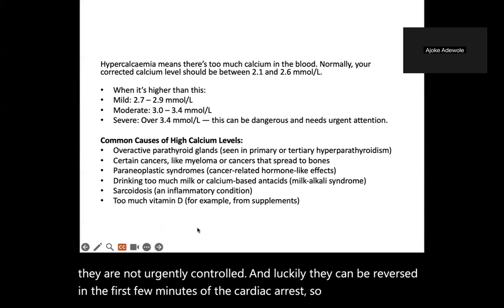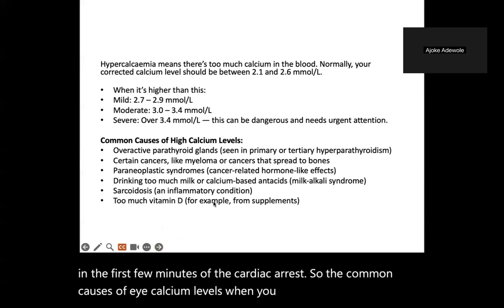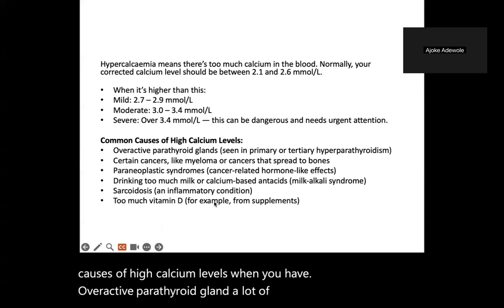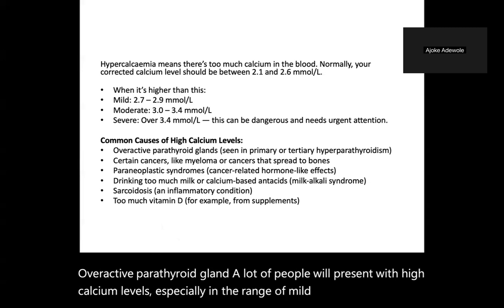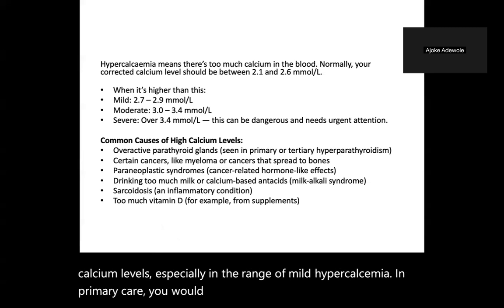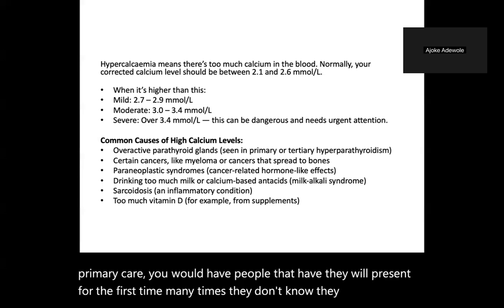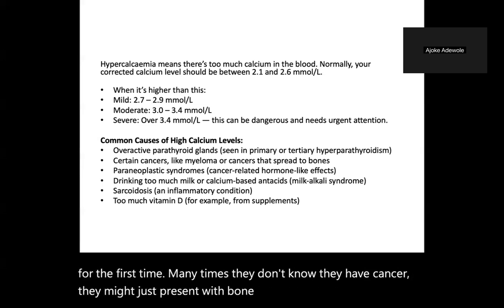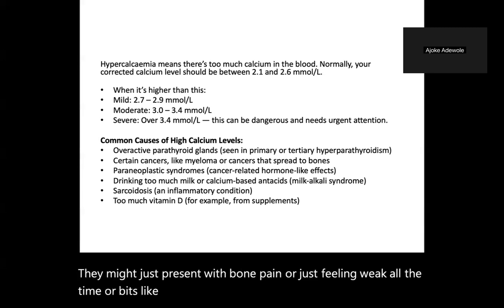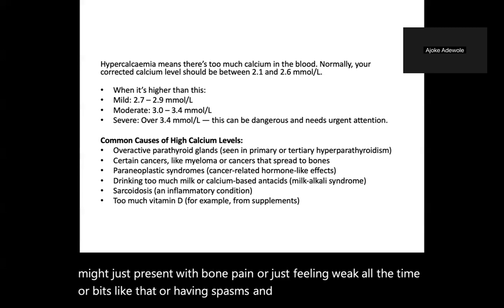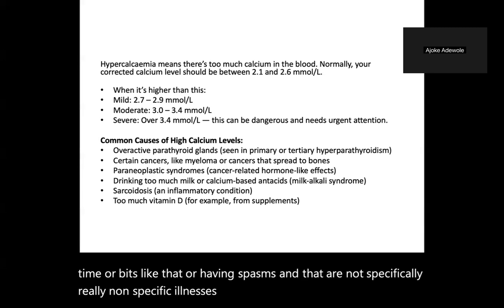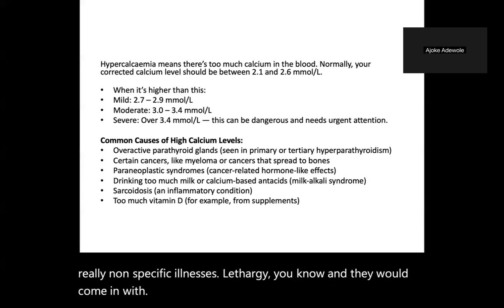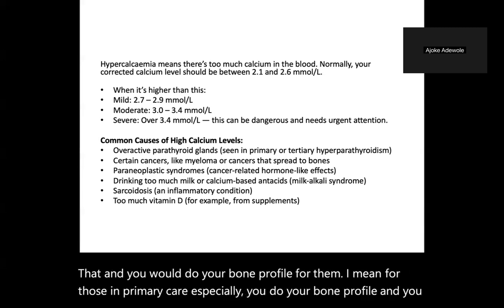The common causes of high calcium levels include an overactive parathyroid gland. A lot of people will present with high calcium levels, especially in the range of mild hypercalcemia in primary care. They will present for the first time, and many times they don't know they have cancer. They might just present with bone pain, or feeling weak all the time, or having spasms, really non-specific illnesses and lethargy. And you would do your bone profile for them. For those in primary care especially, you would do your bone profile and you find elevated calcium.